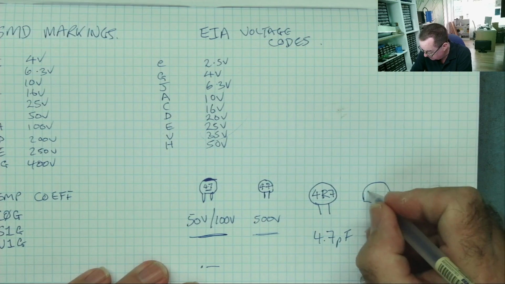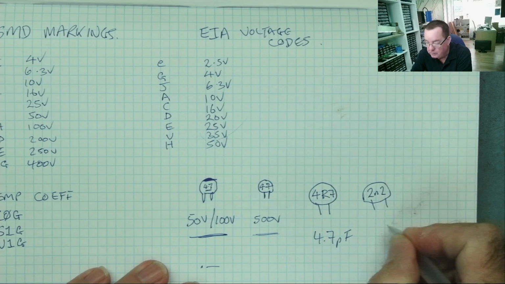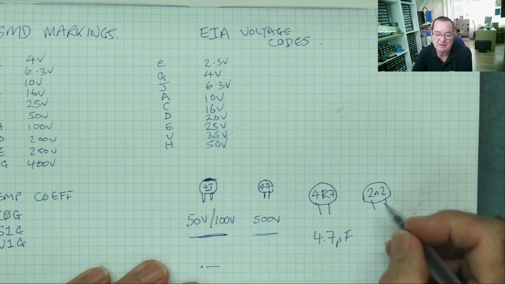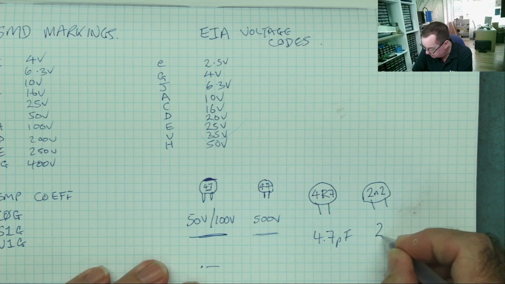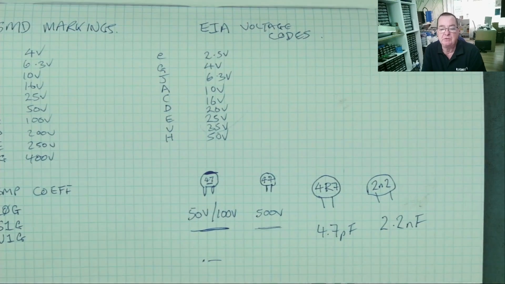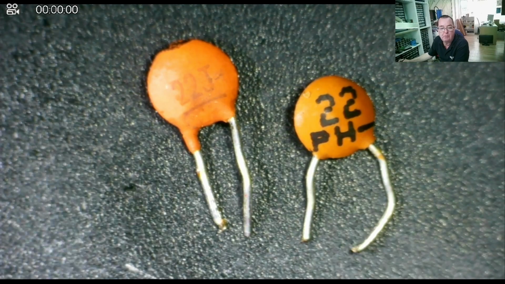Something like 2N2. The N specifies the decimal point and specifies nanofarads. So this would be 2.2 nanofarads. Okay, let's continue. Here are some more slightly larger.